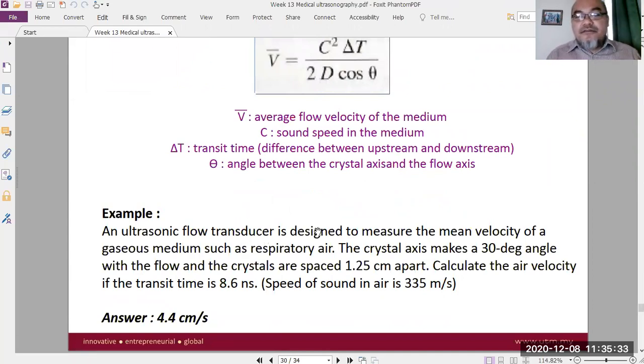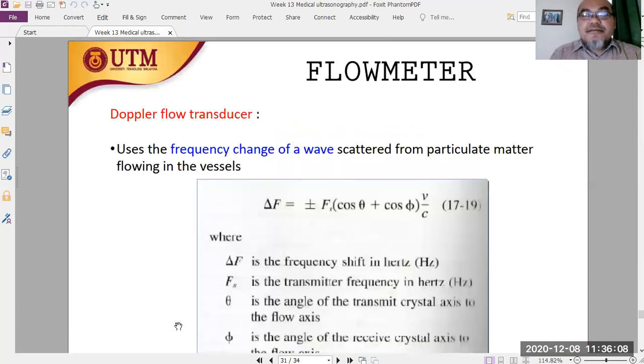For example, an ultrasonic flow transducer is designed to measure the mean velocity of a gaseous medium, such as respiratory air. The crystal axis makes a 30-degree angle with the flow and the crystals are 1.25 centimeter apart. Calculate the air velocity if the transit time is 8.6 nanosecond, if the speed of sound in air is 335 meter per second. So this is in air, in respiratory air, in the lung or in the bronchi, for example. Here the answer is 4.4 centimeter per second.